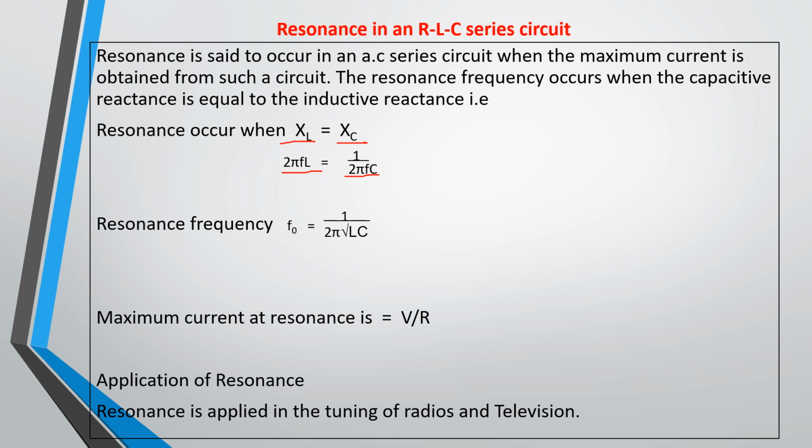And we have been told that the resonance frequency will occur when capacitive reactance equals inductive reactance, and the resonance frequency f0 is equal to 1 all over 2 pi square root of inductance multiplied by capacitance. So this equation, you have to take note of this. Then the resonance application is in tuning of radios and television. Yeah, resonance is applied in the tuning of your radio system and your television system.